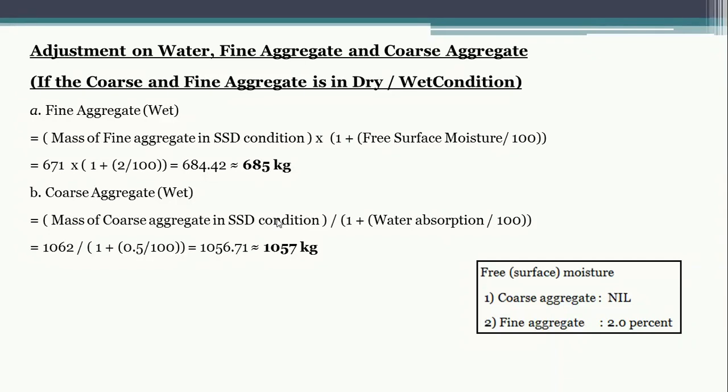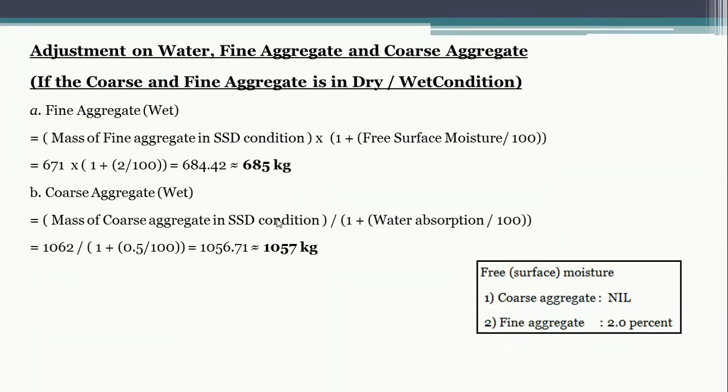So mass of coarse aggregate in SSD condition is 1062 divided by 1 plus of water absorption for coarse aggregate is 0.5 divided by 100, you will get 1056.71 approximated to 1057 kg. You can see the difference there. For fine aggregate compared to SSD condition, in a wet condition it has increased from 671 to 685 kg, because the fine aggregate is in the wet condition, whereas coarse aggregate is in dry condition. So that's why from SSD condition to dry, from 1062 it has been reduced to 1057 kg, because it is in the dry condition.